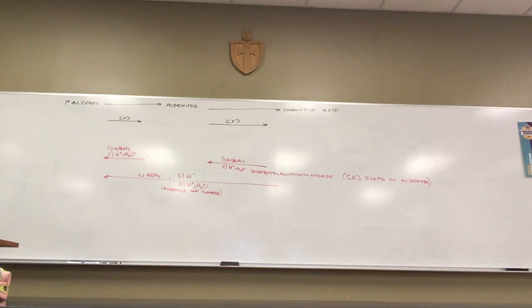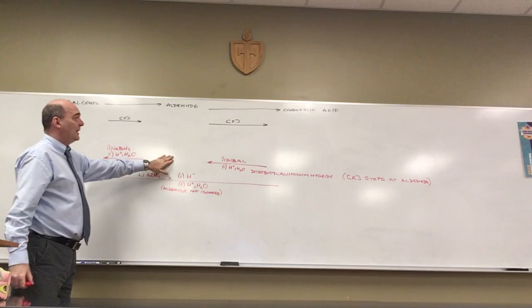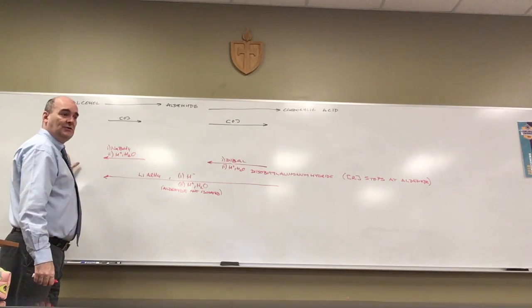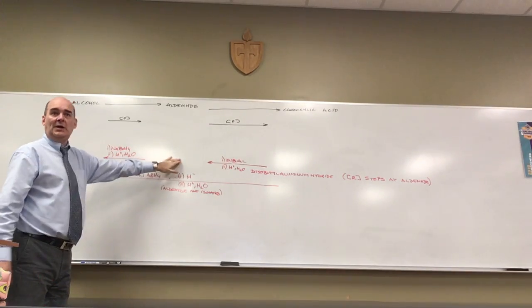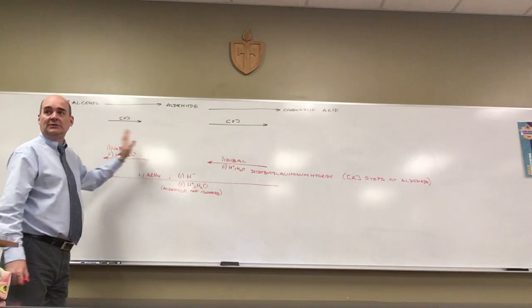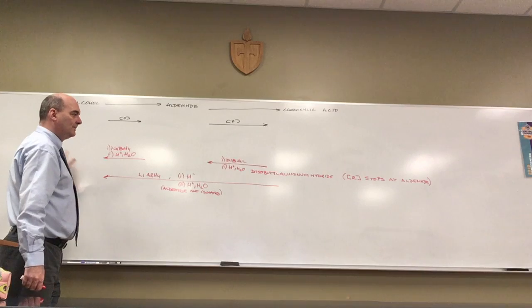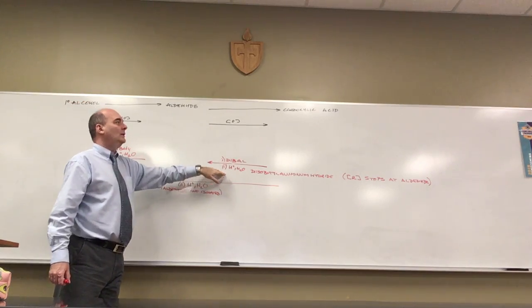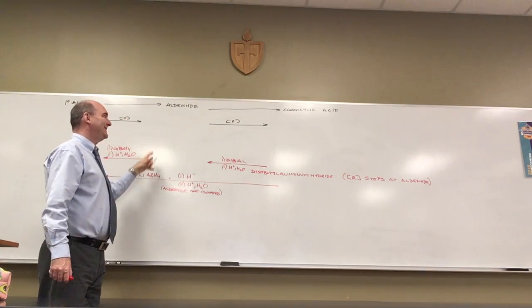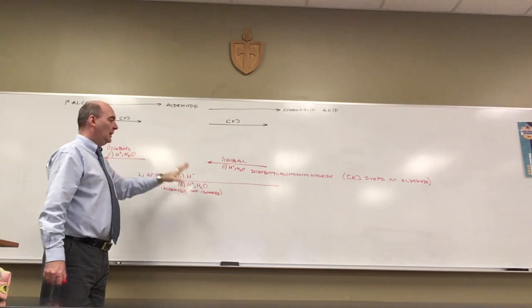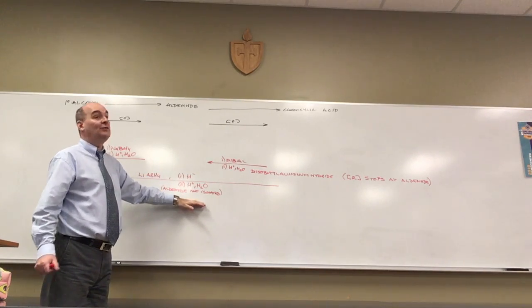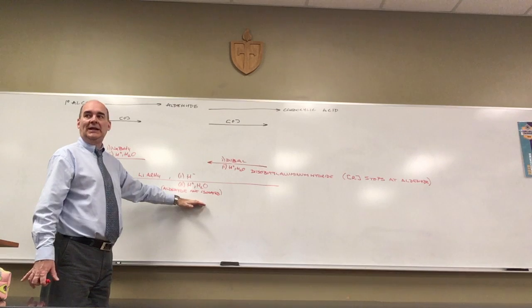NaBH4, which we use to convert aldehydes and ketones into alcohols. Aldehydes get converted into primary alcohols. If this were a ketone, it would get converted into a secondary alcohol. We have DIBAL, which converts carboxylic acids into aldehydes. And then we have lithium aluminum hydride that reduces absolutely everything.